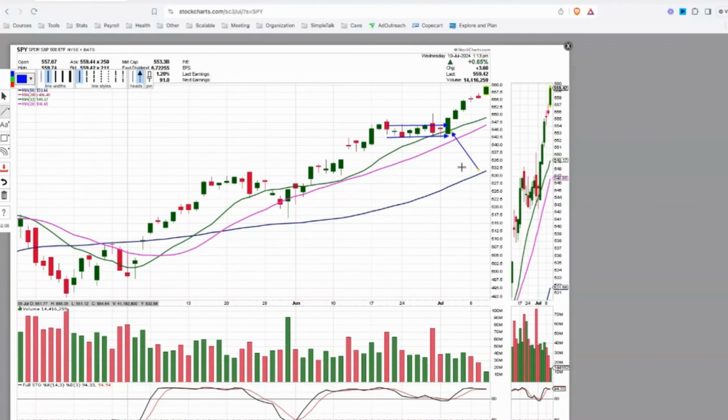It's breaking out of that consolidation. Yes, it's breaking out of that consolidation. Okay, we're going to get into harder questions.